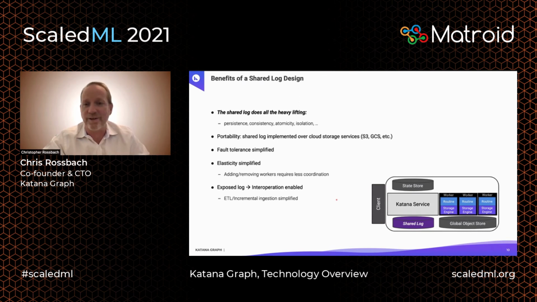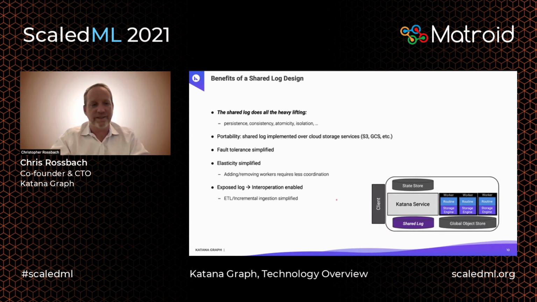It dramatically simplifies fault tolerance because the transaction protocol will tell us exactly what operations have committed and what have not. As I said in the previous slide, elasticity is greatly simplified because adding and removing workers requires less coordination. And then ultimately, I would argue that exposing the log through other APIs is a key enabler for interoperation. So for example, supporting ETL or incremental ingestion can be implemented by allowing other services to append to the shared log and do not necessarily require the instantiation of all the other components of the service, most notably the worker hosts. So this is a nice property of the log as well.